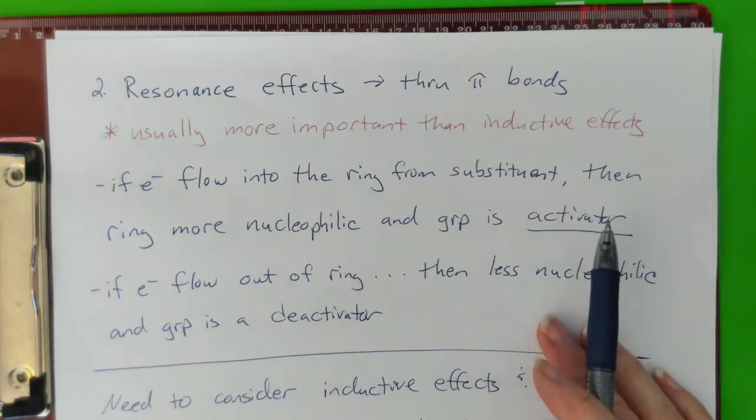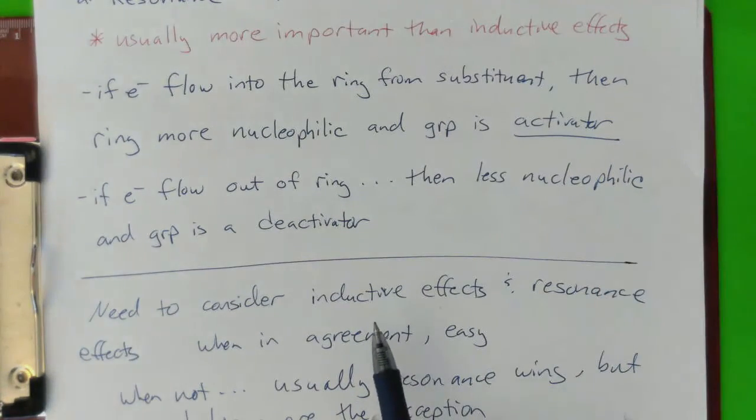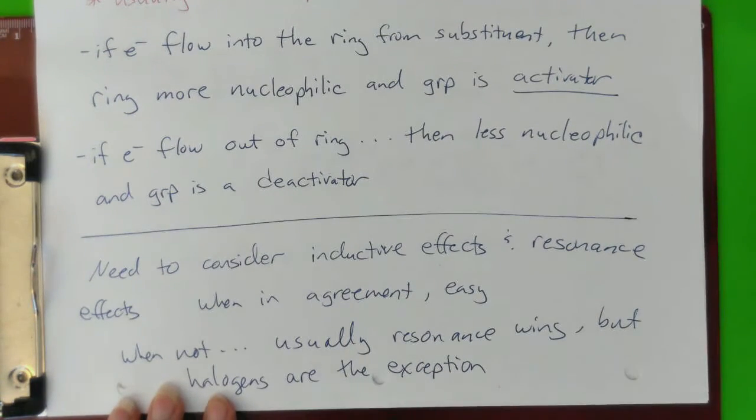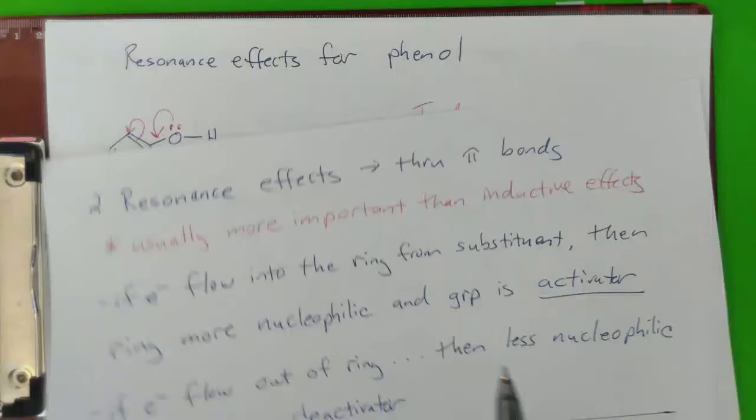Okay. All right, so you have to consider both inductive effects and resonance effects. When they're in agreement with each other, it's easy. So if they're both going to be electron donating, so they're both activating, or if they're both electron withdrawing, deactivating. But when they're not in agreement, usually resonance wins. You have to know that halogens are the exception to that.